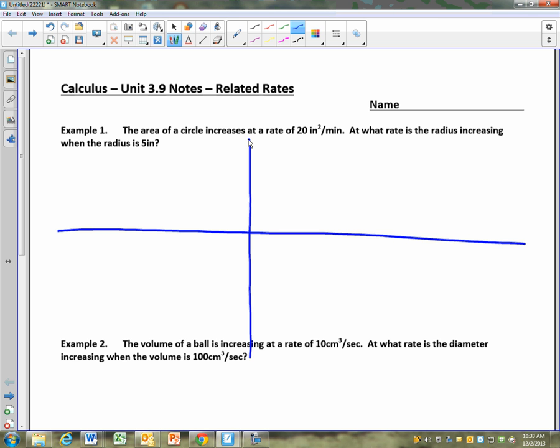No. So we got to wrap our brains around this and try to muddle through it. The area of a circle increases. So I'm going to start just like I did last year, where, what do you think we put in this box? A picture. Yep, we're going to put a picture.